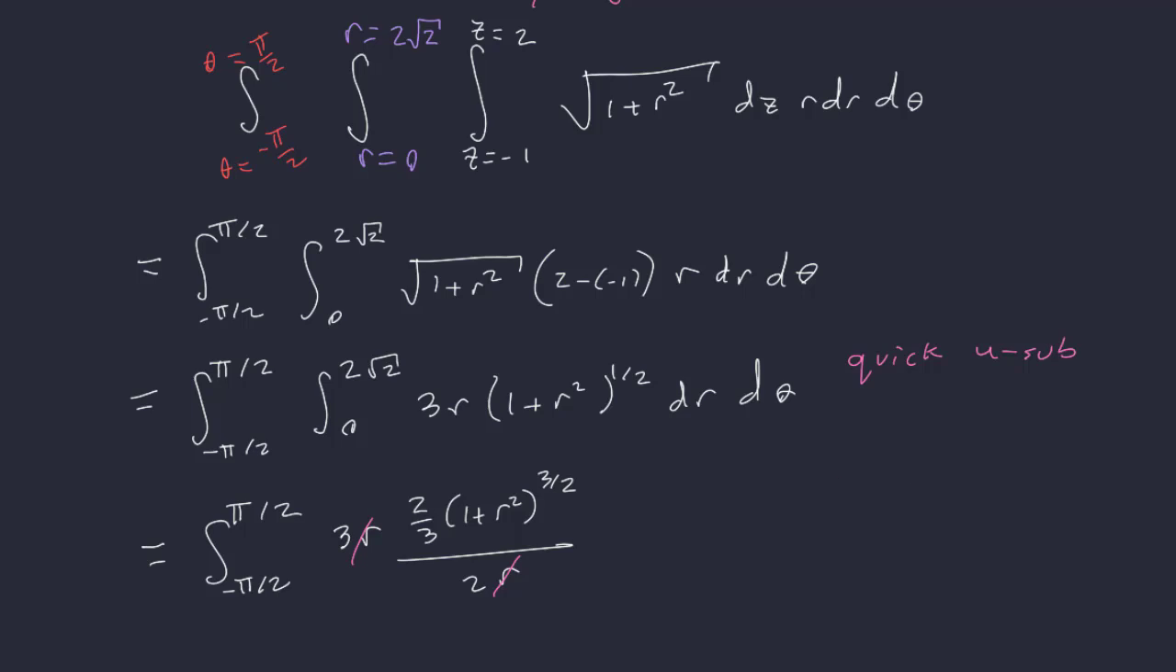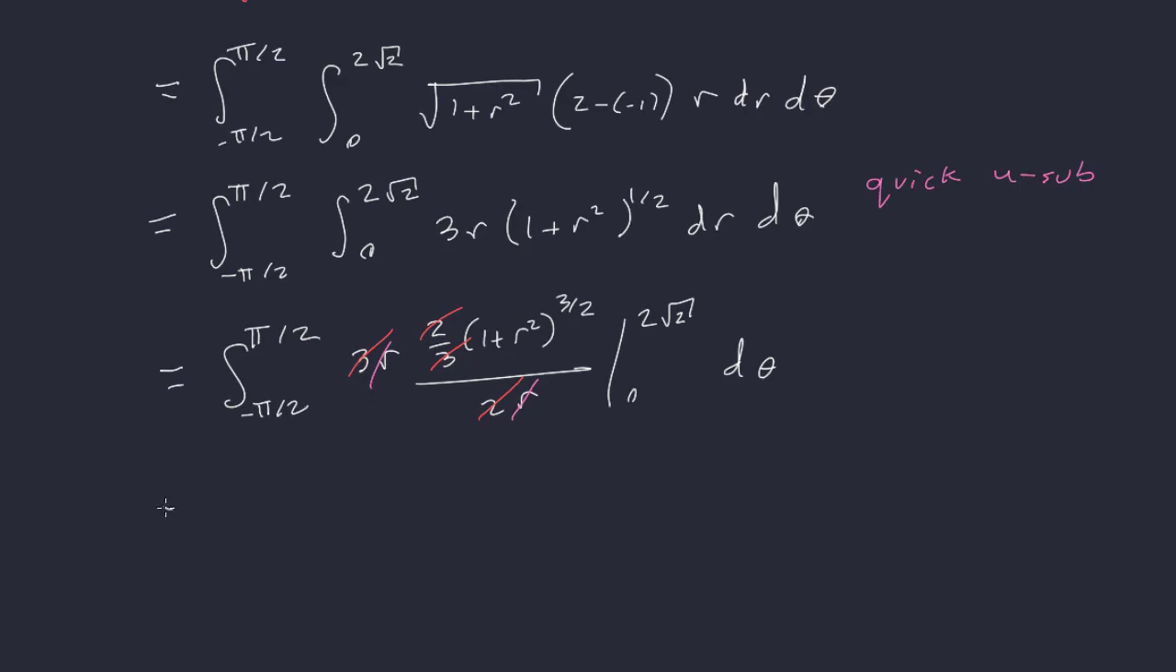And then a lot of this should cancel, because now the 2/3 times 3, the 3 should cancel, and then I have a 2 over 2 here. That should all cancel out nicely. And so all I'm doing now is plugging the 2 root 2 and the 0 into this for my fundamental theorem of calculus step.